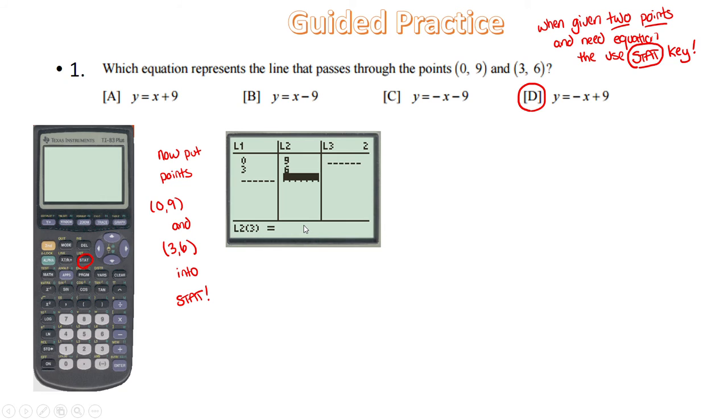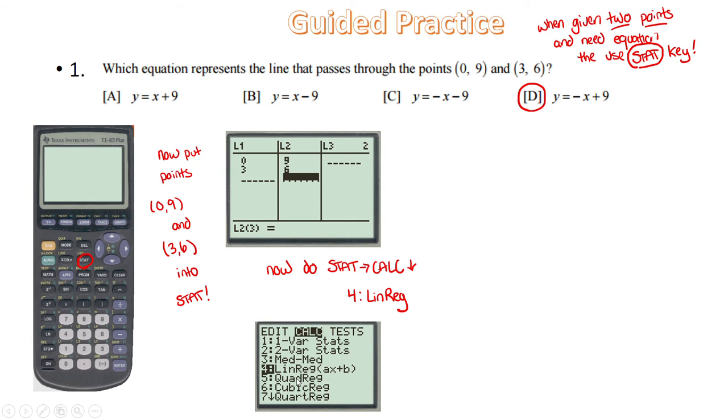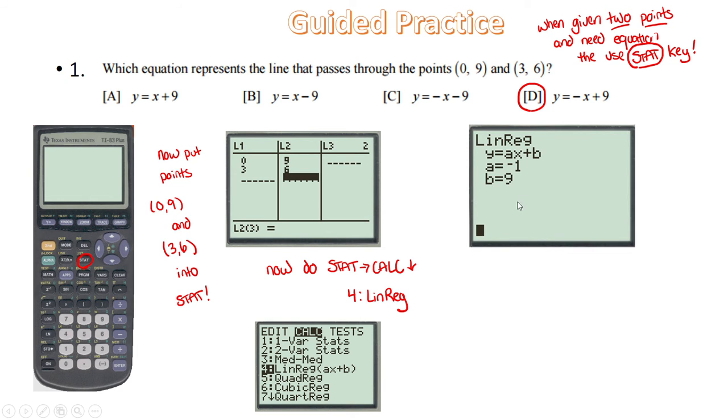All right, now, next thing you do after you have this screen is to do stat, right arrow over to calculate, and go down to number 4 and hit enter. Or if you have an 85 or TI-84 Plus, you would hit enter about 5 times. And then you're pulling up, here it is. Stat, go over to calculate, go down to number 4, linear regression, and hit enter. And then you should have an equation that looks like this.